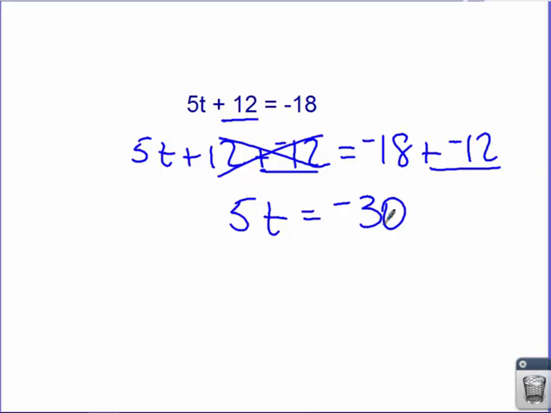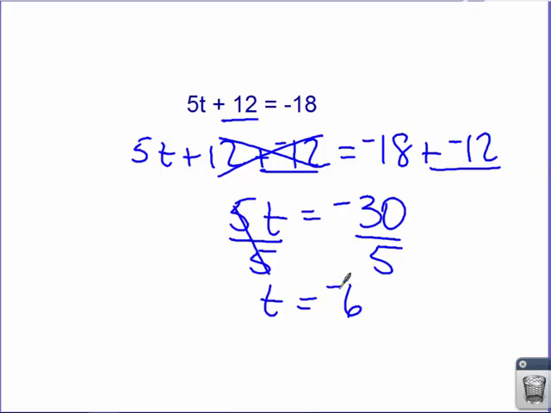And to get rid of a multiply, you do a divide. So if I have a multiply by 5 right here, I'm going to do a divide by 5 because my ultimate goal is to find out how much 1t is worth, not 5t's. So I divide this side by 5, and I divide the other side by 5. We must do the same thing to both sides. So 5 divided by 5 turns into a 1. So I end up with 1t, or just plain t, equals negative 30 divided by 5. Well, 30 divided by 5 gives me 6. One negative makes it negative.